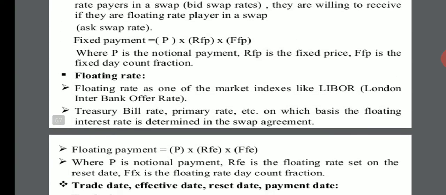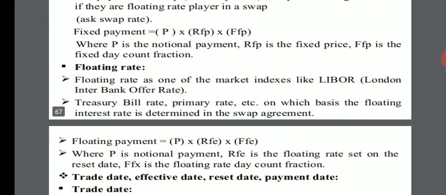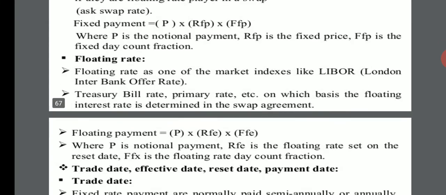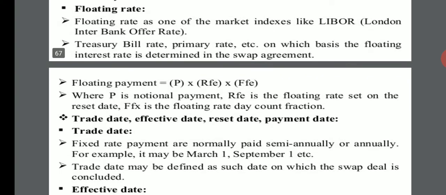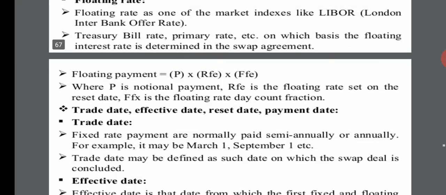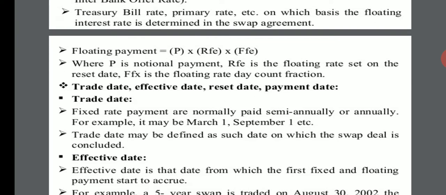Now floating cost. Floating rate is one of the market indices like LIBOR, London Interbank Offered Rate, Treasury Bill Rate, Prime Rate, etc., on which basis the floating interest rate is determined in the swap agreement. Floating payment is again equal to P into R into F. P is the notional principal, R is the floating rate set on the reset date, and F is the floating rate day count fraction. Trade date, effective date, reset date, payment date.